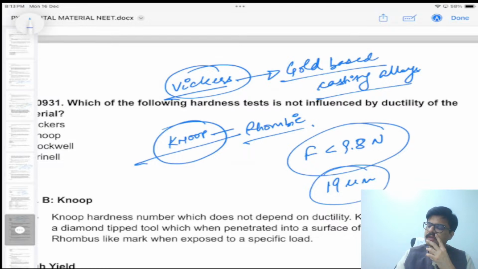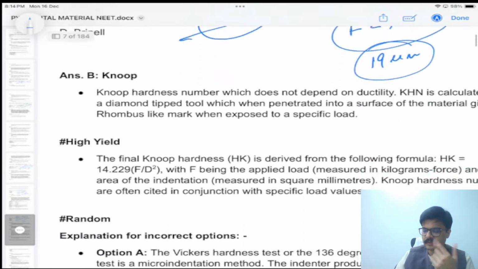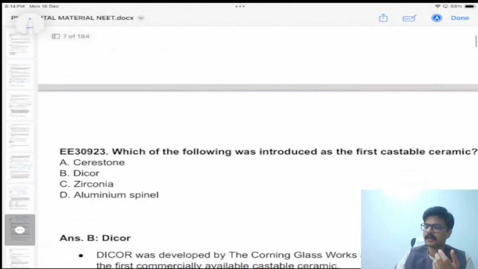What is the other important thing that comes from Vickers? It is used for checking the hardness of brittle materials. So in general, tooth enamel and other brittle materials like ceramic, you can go for checking their Vickers hardness number. So these are important things that one should keep in mind.